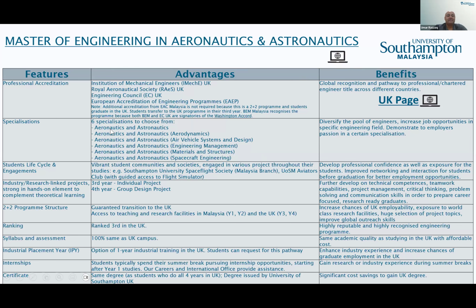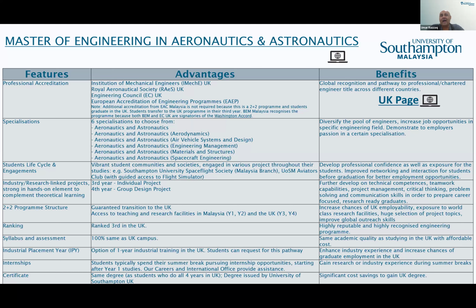These are the 6 specializations that you choose from. So 2 years are general aeronautics and astronautics, and then in the last 2 years you go for one of these specializations. Then professional accreditation: you can see what bodies accredit the program and who it is registered with. And student life cycle: in third year, you have an individual project. In fourth year, you have a group project.